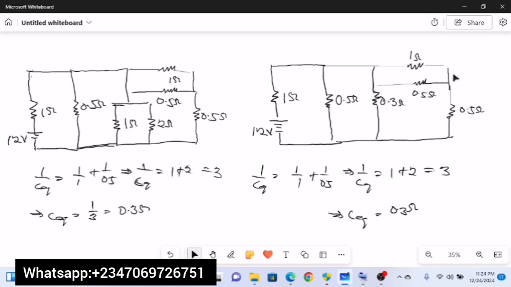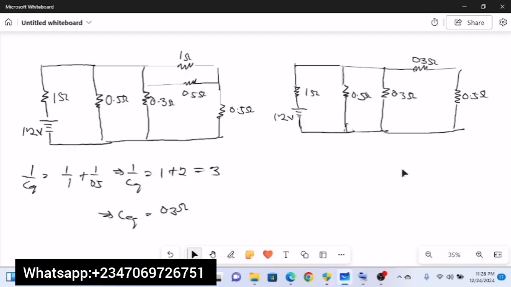So the equivalent resistance between these two resistors is simply what? 0.3 ohms. Now the circuit will take a different diagram. So let's see what it looks like. Alright, so after resolving these two resistors in parallel, we found their equivalent resistance to be 0.3 ohms, and as can be seen, this is 0.3 ohm, which is the equivalent resistance between these two resistors. Now the circuit is looking quite easier.